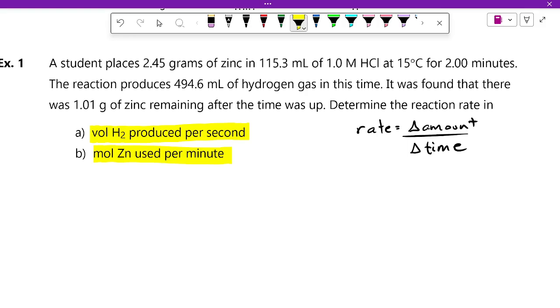If it just says volume, you get to choose. So if you got milliliters in the question, I would go with milliliters. Folks, if it doesn't specify whether volume has to be in milliliters or liters, you can use either. So I would use whatever is given in the question.